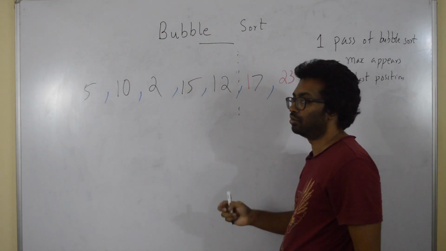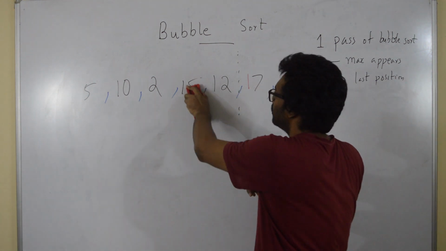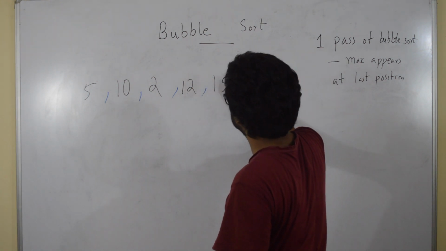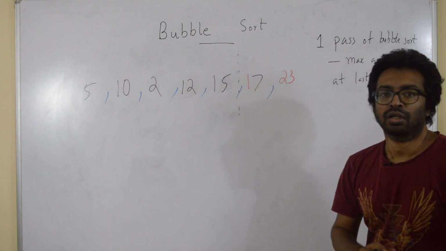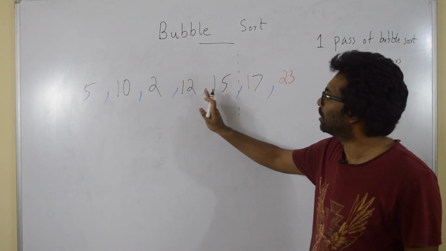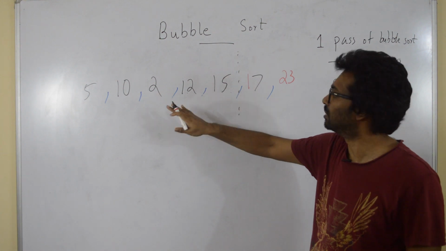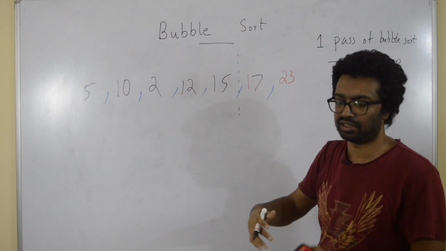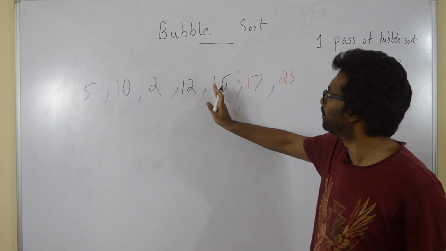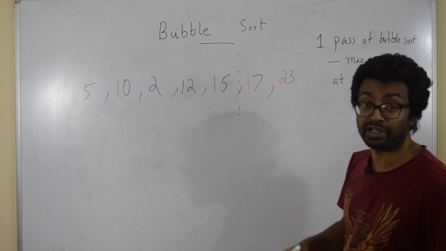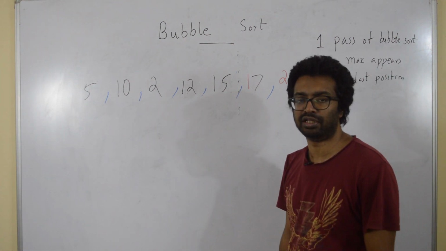15 and 12, no, they are not in order, so we swap again. Done. The third pass is also over. Again, the 15, which was the maximum among these numbers, has now bubbled up to this position, which is where it should be in the final output, right?